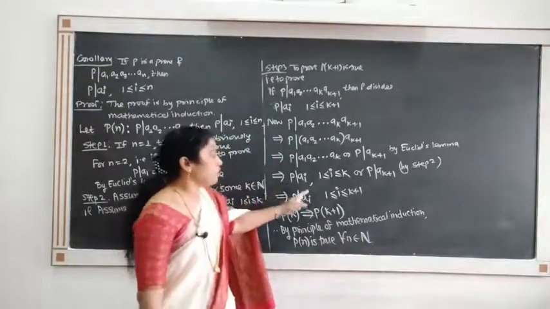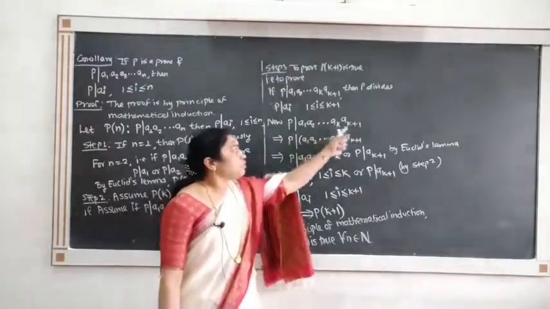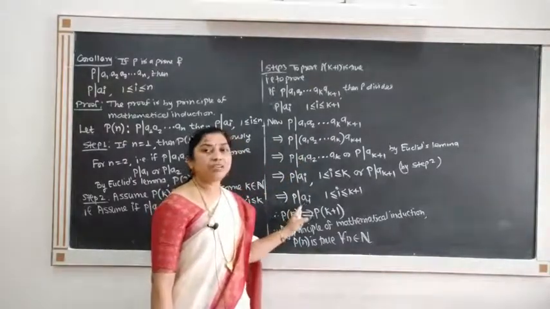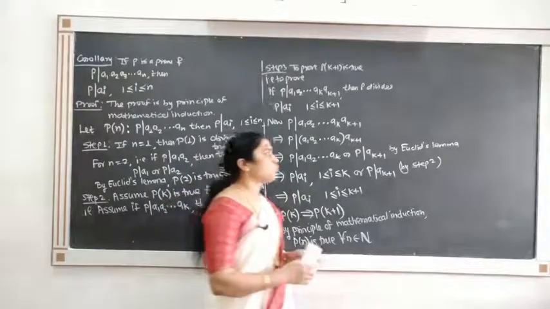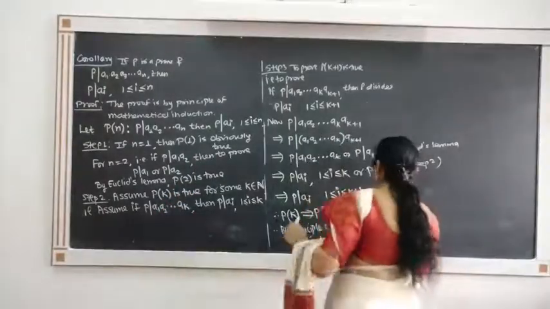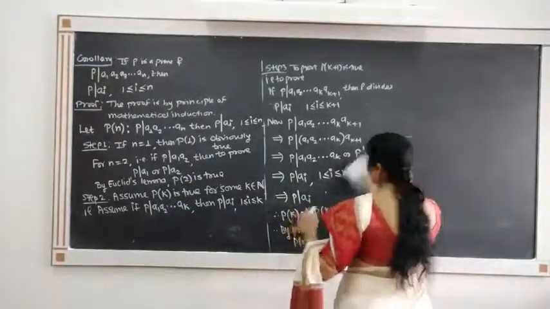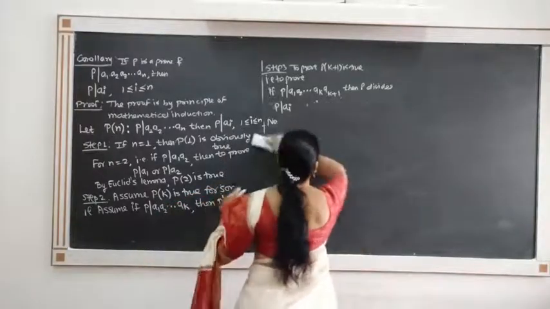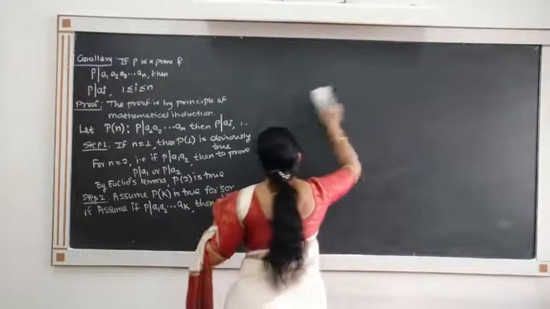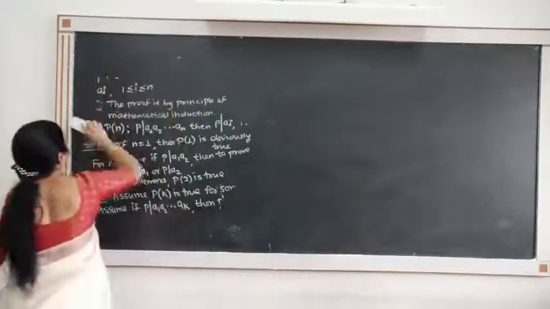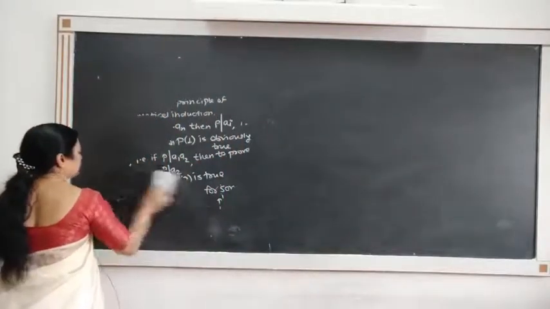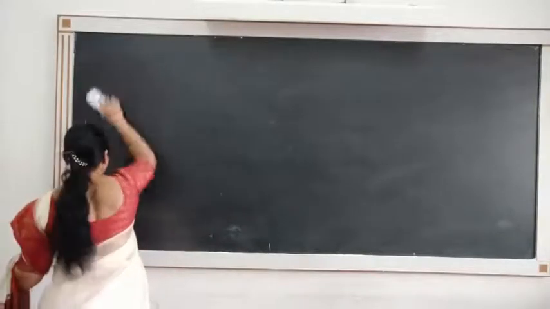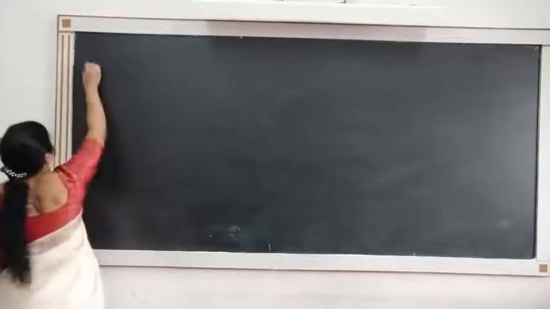So because P divides the product A1 to Ak plus 1, P divides at least one of them. So this is a generalization of Euclid's lemma: if a prime divides a product, then it must divide at least one of them. Now using this, we can solve an example.